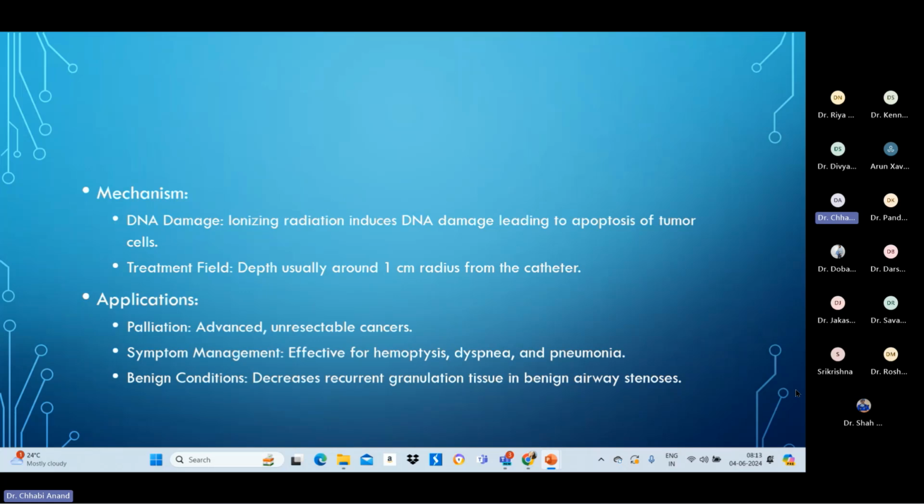Mechanism is DNA damage. Ionizing radiation induces DNA damage leading to apoptosis of tumor cells. In the treatment field, depth is usually around 1 centimeter radius from the catheter. Applications are in palliation, advanced and unresectable cancers, symptom management, effective for hemoptysis, dyspnea, and pneumonia. Benign conditions: decreases recurrent granulation tissue in benign airway stenosis.